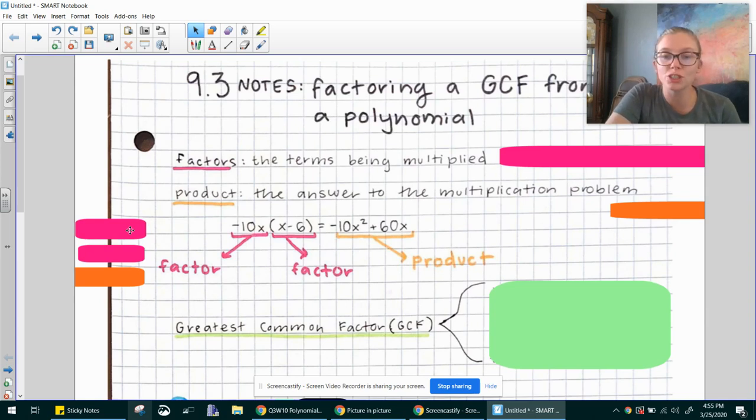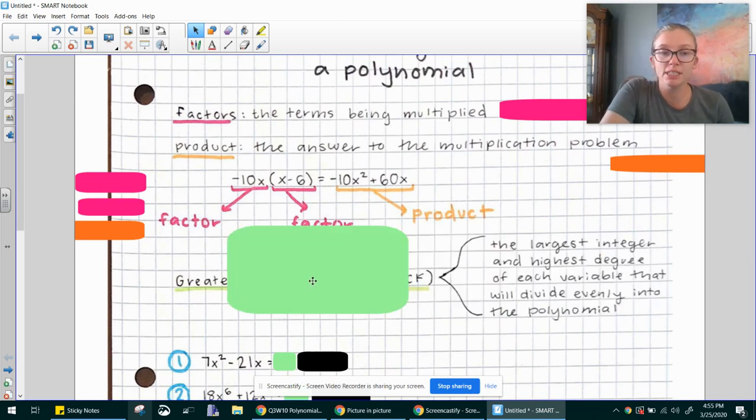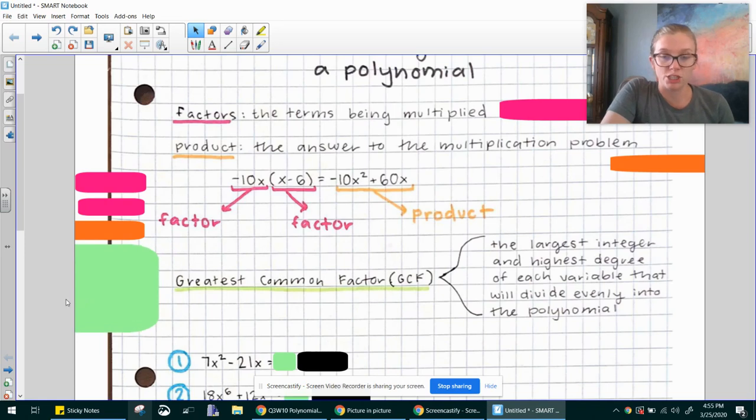Today, we're going to take our first look at factoring. We are going to be taking a product and breaking it into the factors that make up that product. And in order to do that, we need to know what a greatest common factor is when we're dealing with polynomials, with these larger expressions made up of multiple monomials or multiple terms. So a greatest common factor, this is a big definition, is the largest integer and highest degree of each variable that will divide evenly into that polynomial.